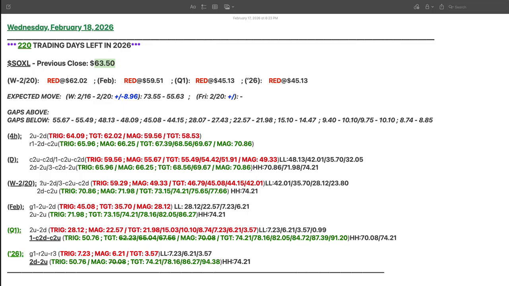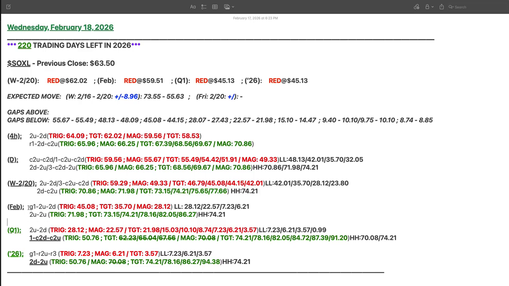If it does trigger that 2 up, 2 down, magnitude is 49.33, which would then trigger this 3 combo 2 up, combo 2 down, which has these extended targets with the ultimate magnitude of 42.01. Now, if we go to the upside, that gives us a 2 down combo, 2 up at 70.86 is where it triggers. 71.98 is the magnitude for that move, so not a lot of magnitude there, but it would kick things back off towards that all-time high of 74.21, and then we've got a couple extended targets out here for you as well if we really get to running.